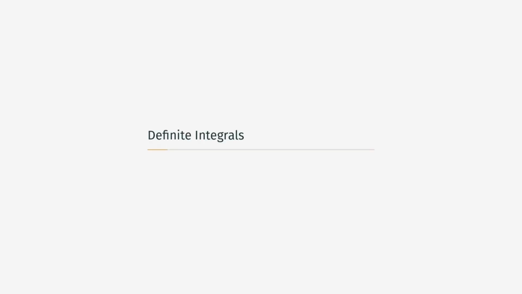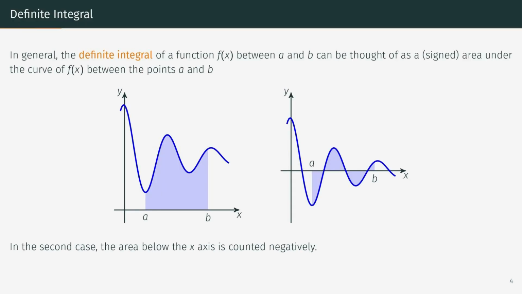Now that we understand what an integral is, we can look at definite integrals, including some properties of definite integrals, and also look at the integral as an antiderivative. In general, the definite integral of a function f of x between a and b can be thought of as a signed area under the curve of f of x between the points a and b. In the first case, the area is counted as positive, since the curve is always above the x-axis, while in the second case, the area below the x-axis is counted negatively.